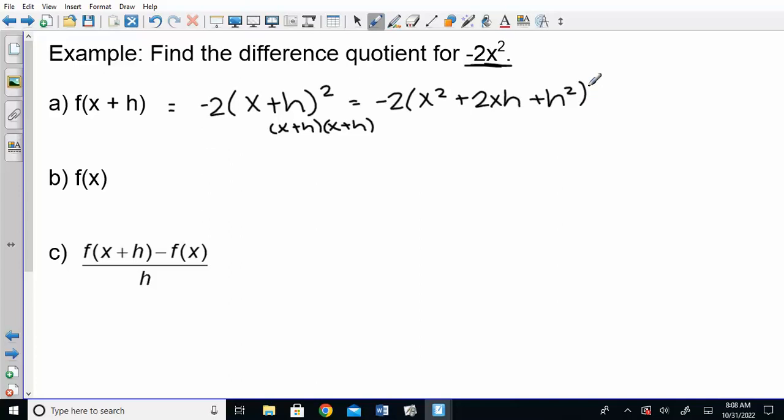And from there, distribute the negative 2. Part A is always going to be the longest part. After part A, it will just kind of get nicer each step.